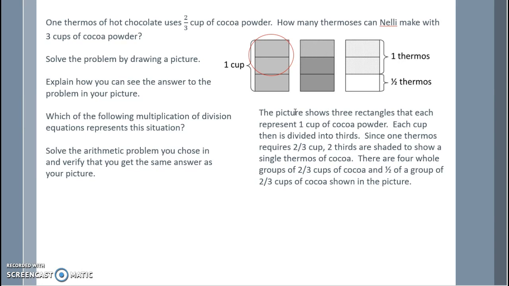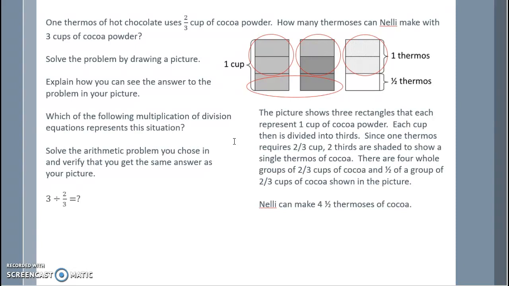There are 4 whole groups of 2/3 cup of cocoa and half a group of 2/3 cup of cocoa shown in the picture. So I can create 4 whole thermoses. When I look at this leftover, it is half of my group. So Nellie can make 4.5 thermoses of cocoa.